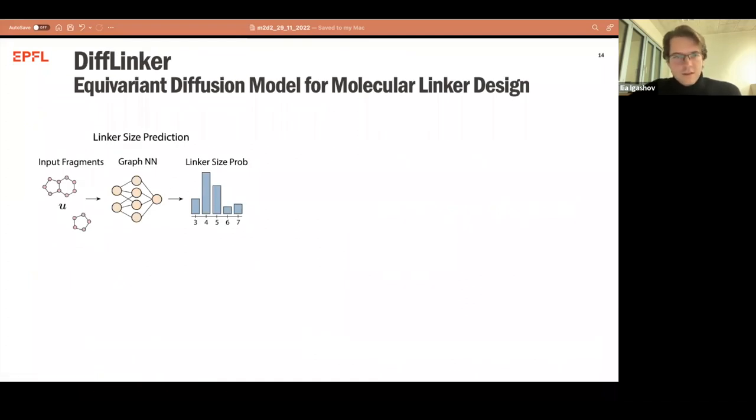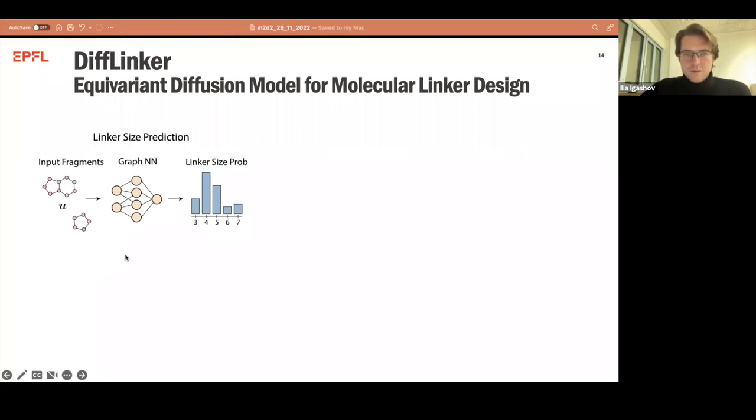And the final thing that we didn't discuss yet is the way we predict the number of atoms in the linker that should be designed. And here we pre-train a separate graph neural network that operates on input fragments and predicts the probabilities. So it basically solves a classification problem where labels are numbers of atoms in linkers from the training set.